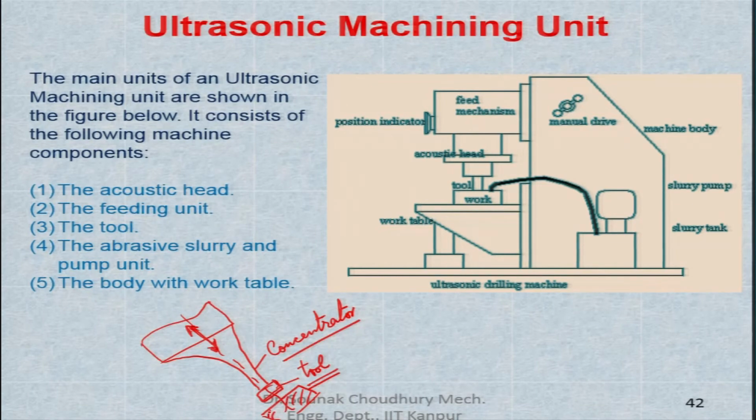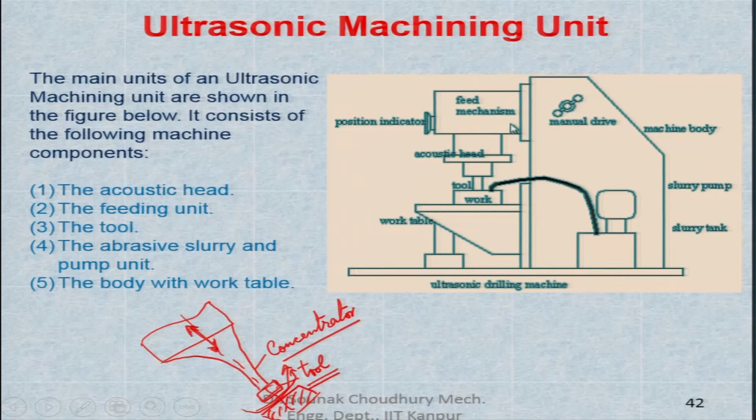This is the workpiece. Between the workpiece and the tool, there has to be a standoff distance. This is also not shown here, and through the standoff distance we have the abrasive slurry. So, this is the diagram. All right. Now, the main units of an ultrasonic machine shown here in the figure consist of the following components: the acoustic head, as I said, the feeding unit, the tool, the abrasive slurry and pump unit, and the body with the work table. This I have already shown to you.